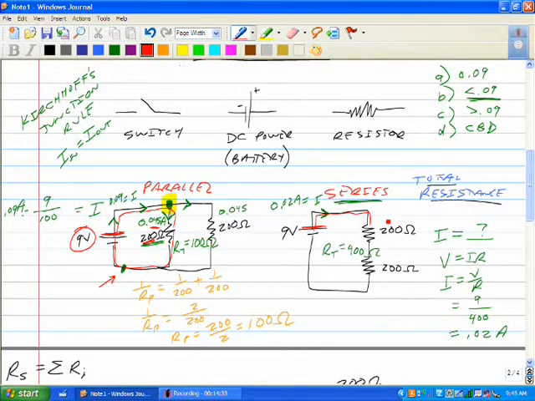What's the current through this resistor? 0.02 amps. And what's the resistance of this resistor? 200 ohms. Actually, it was 225, wasn't it? I rounded too much. So what's the voltage drop across this resistor? 200 times 0.0225, which is 4.5 volts. And then that same current goes through the second resistor and drops another 4.5 volts.